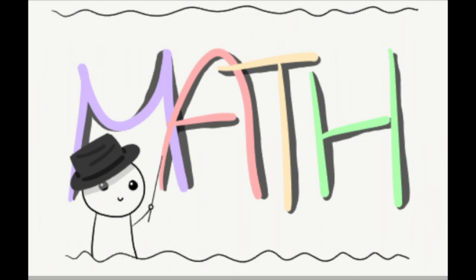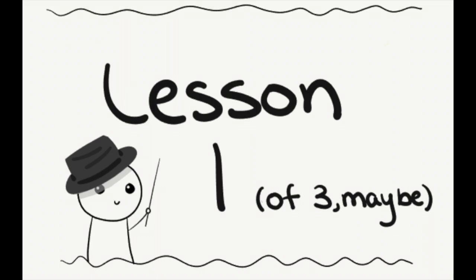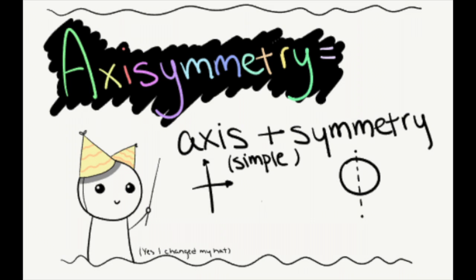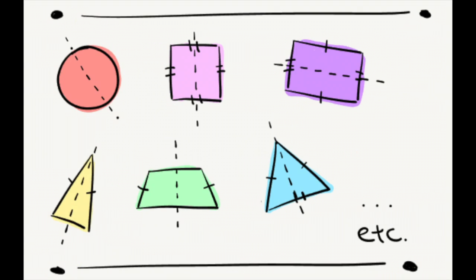Kinda. And so this channel is about math, and this video is about axisymmetry, or axisymmetric. This is lesson 1 of probably 3. So, this brings the question, what is axisymmetry? Well, basically, it's axis plus symmetry. It's pretty simple. Now, these are examples of axisymmetric shapes.